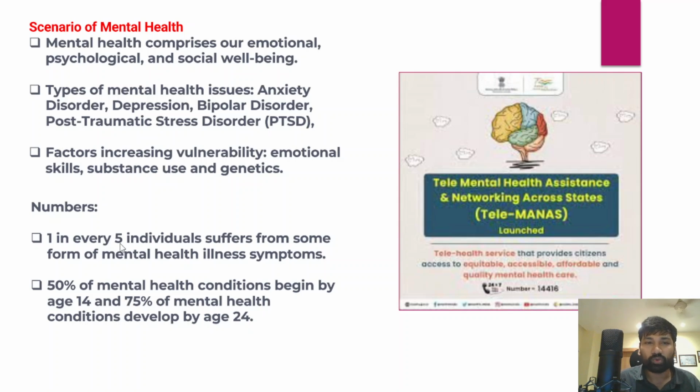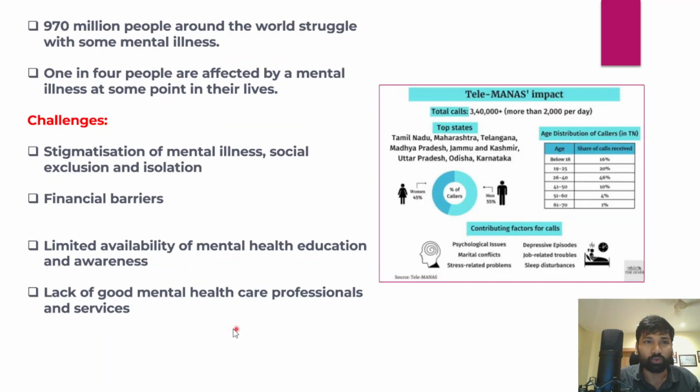Okay, so they also regularly observe the symptoms of these mental health issues. So this is a huge number, 1 in 5 individuals. And in fact, because of growing individualism and isolation, there is a probability that more and more people would face these mental health issues, and therefore we need to address them in a systematic manner. And in fact 50% of these mental health conditions actually began by the age of 14, and 75% of the mental health conditions develop by age 24.